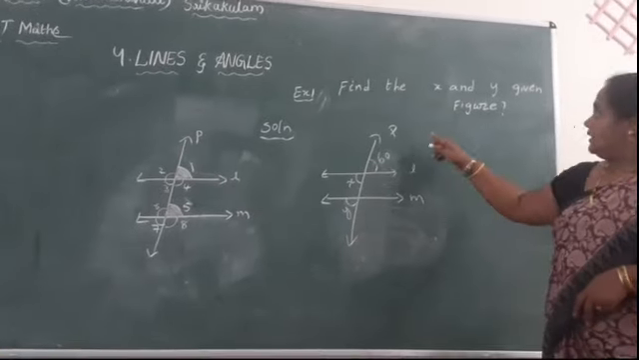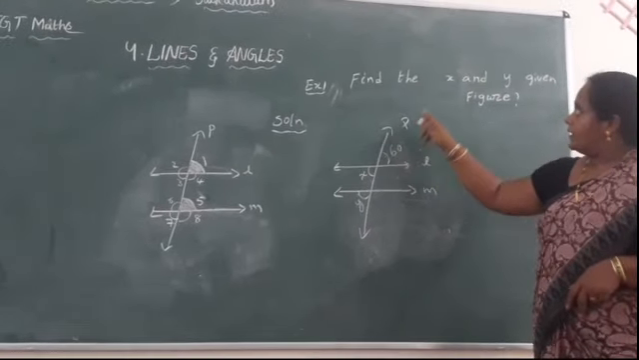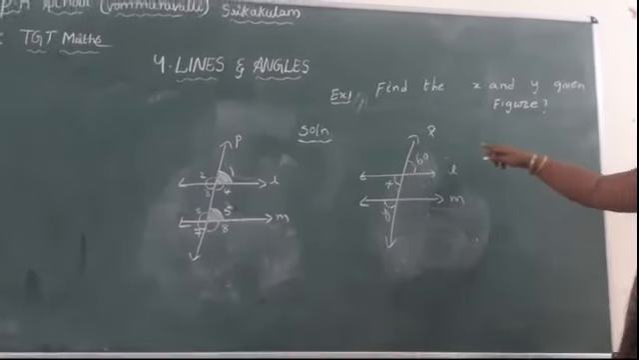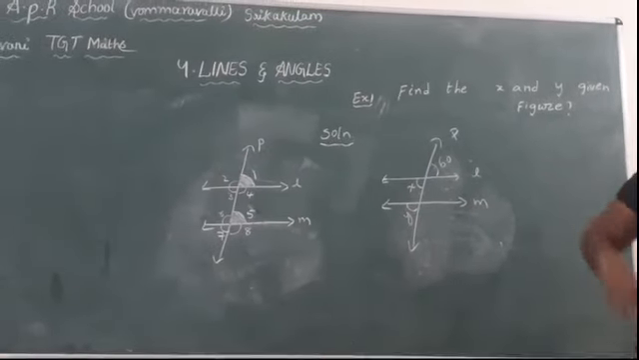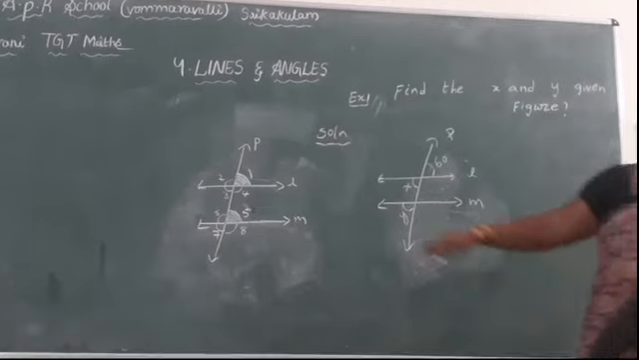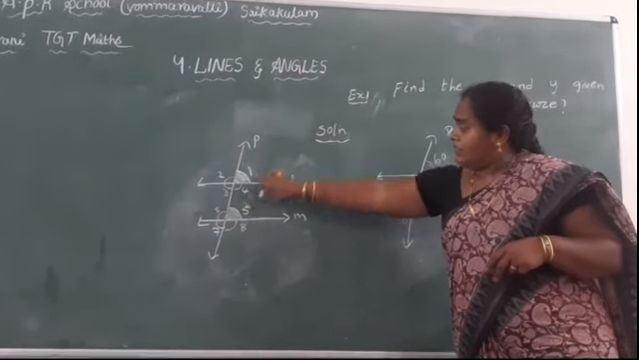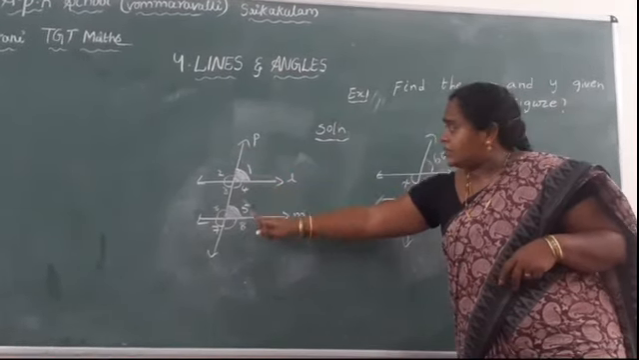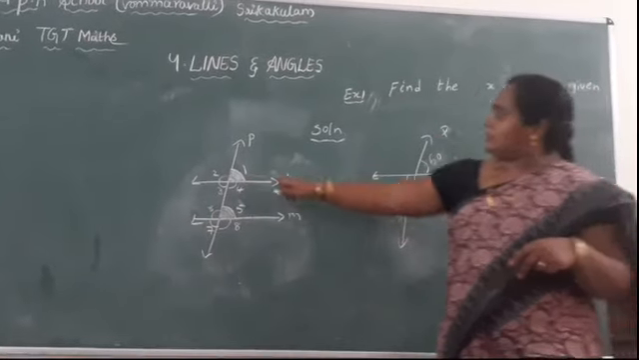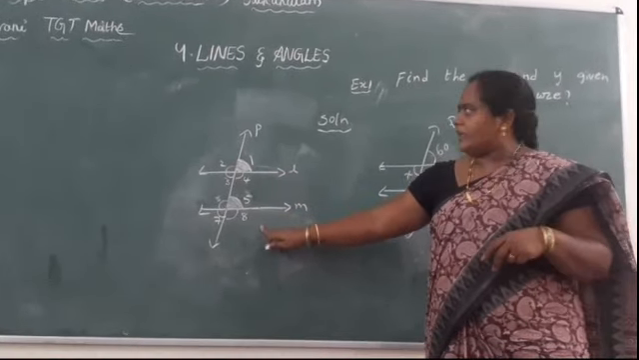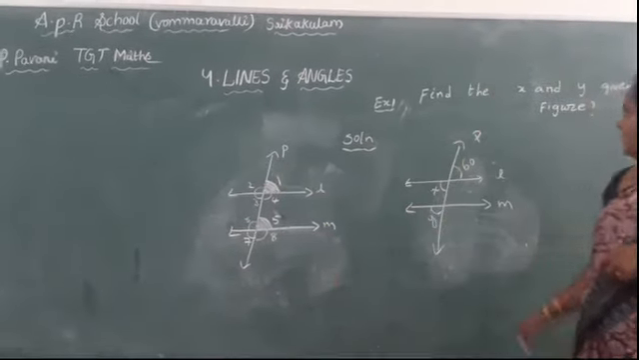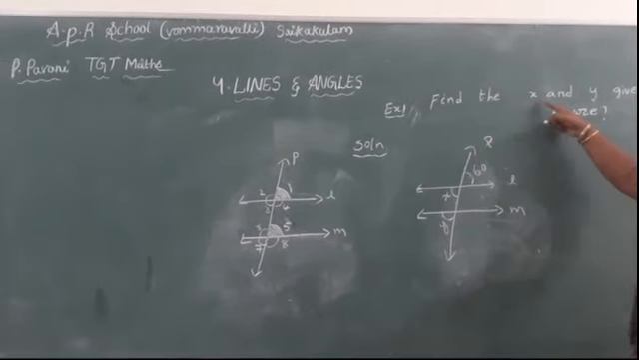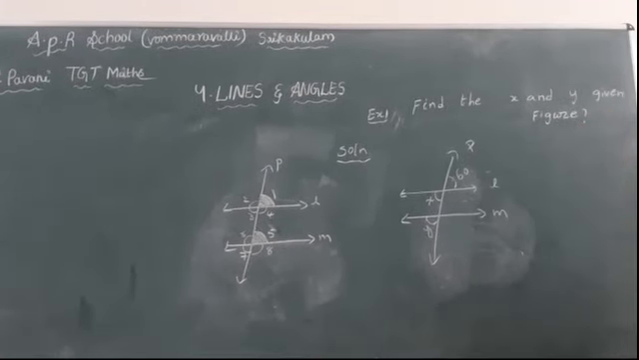Now we are doing the example sums on the corresponding angles property. When a transversal touches two parallel lines, corresponding angles are equal. Angle 1 is equal to angle 5. In this figure, find x and y.